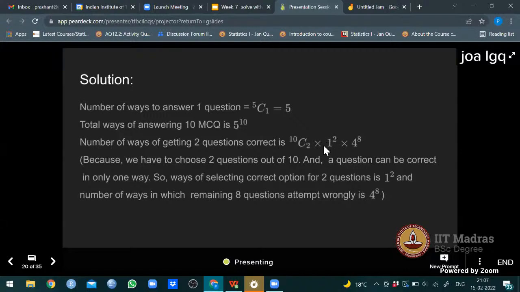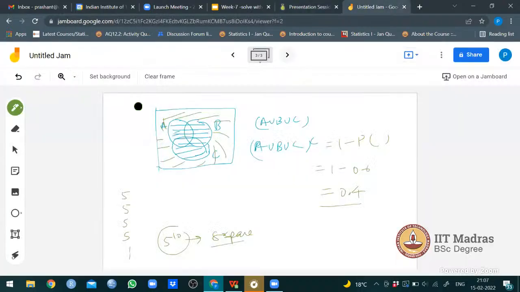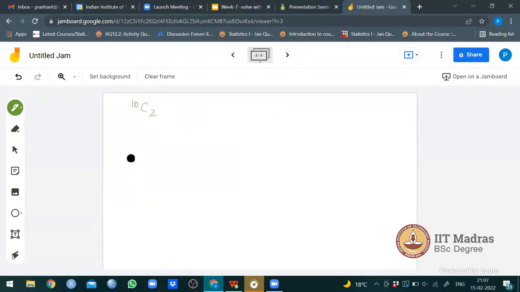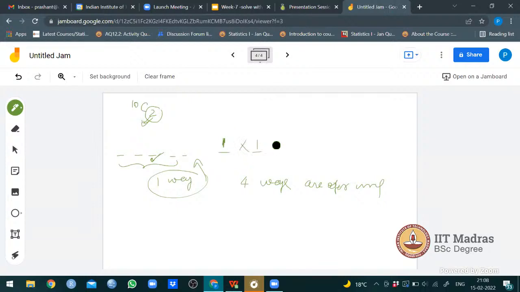Sir, I didn't get this point. See, you have to choose the 2 questions, right? And you have 5 options for each question. Out of these 5 options, suppose 3 is correct and I take this one. So there is only one way of getting it correct, and 4 ways are wrong. Suppose we think about the 2 questions as correct. Then there is only one way for the first question to be correct, and the second question is also correct, so that is 1 squared.